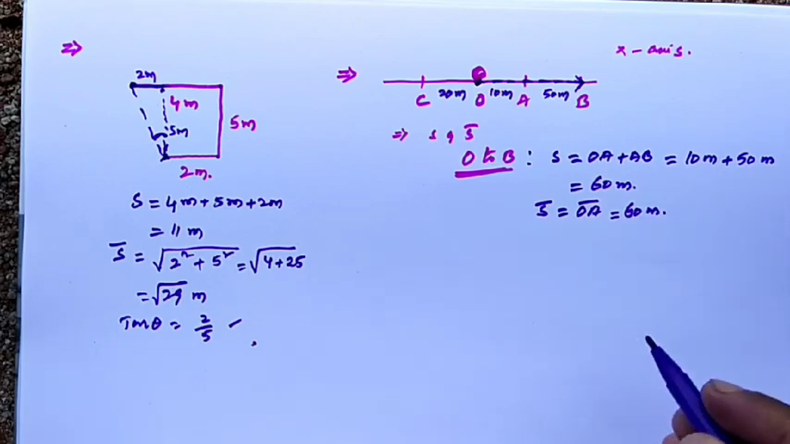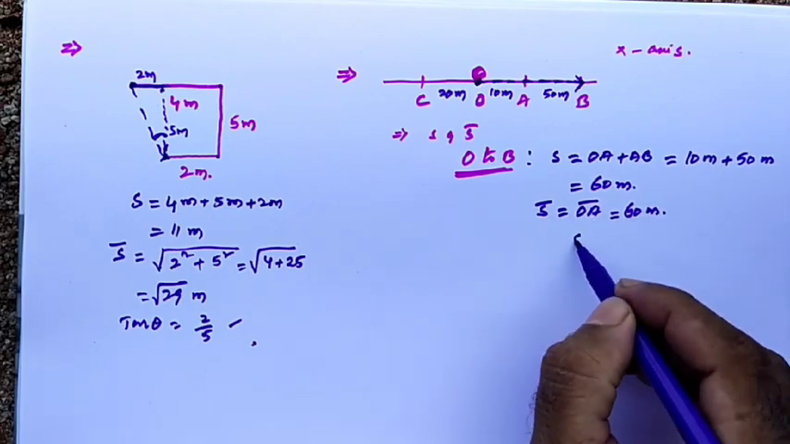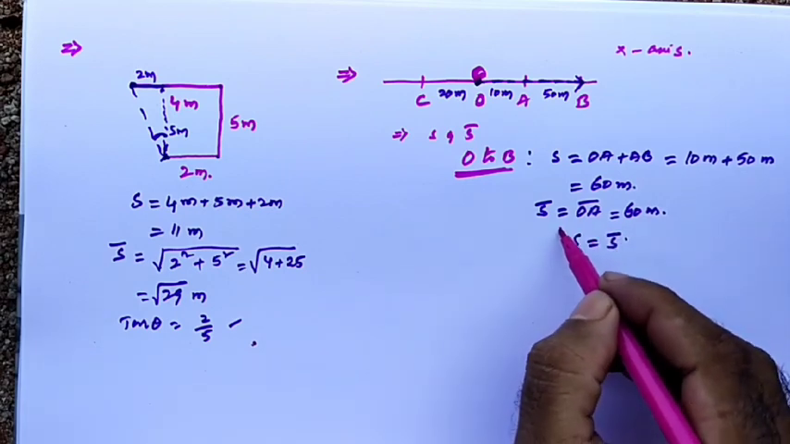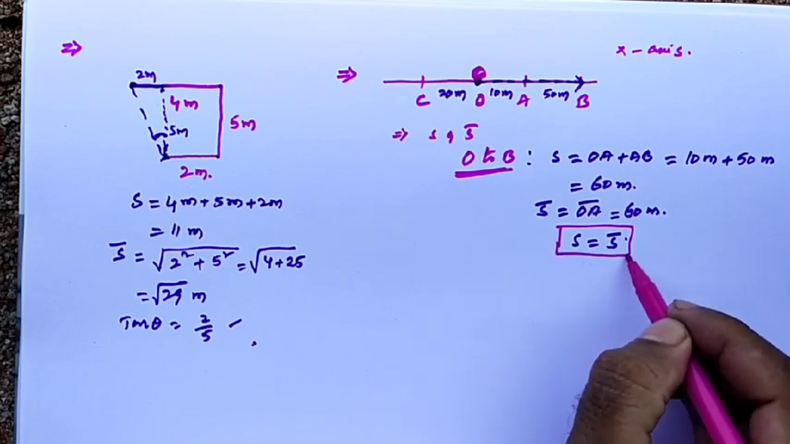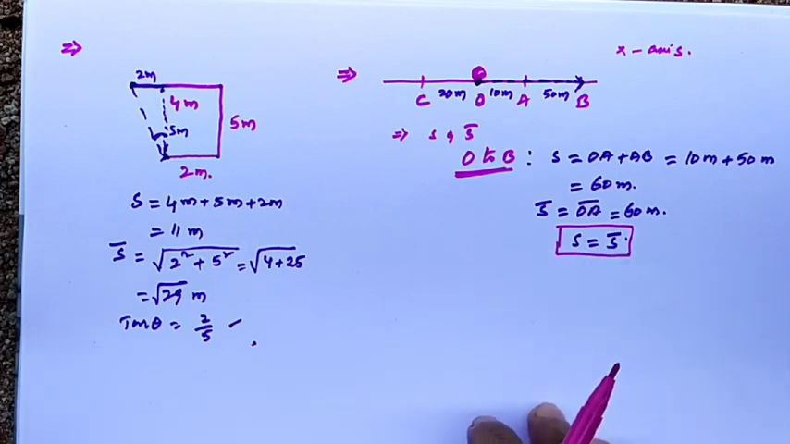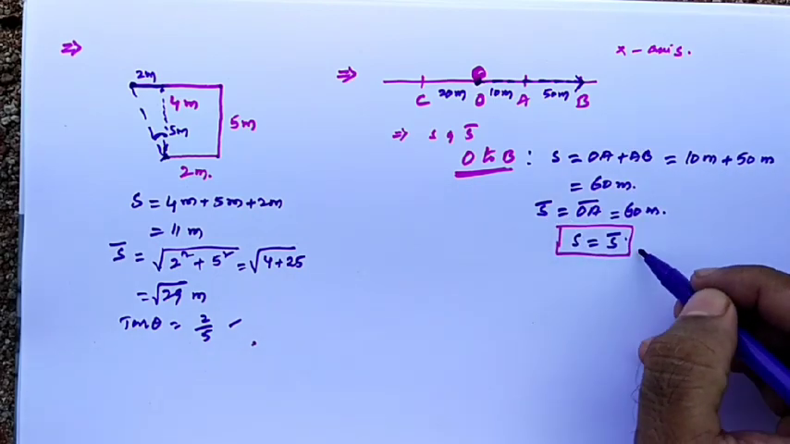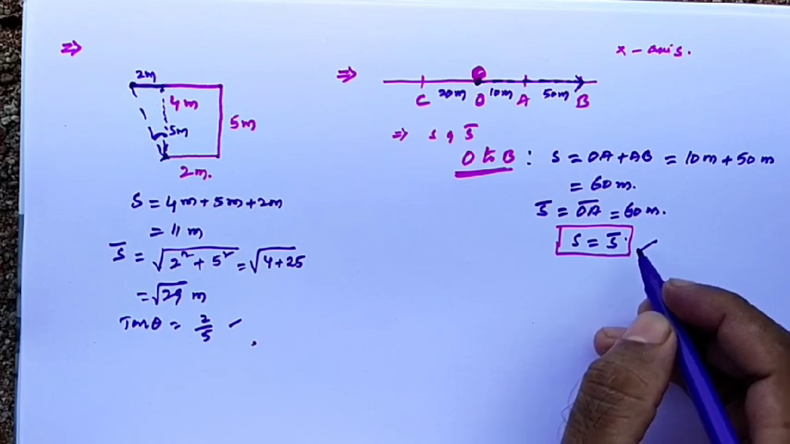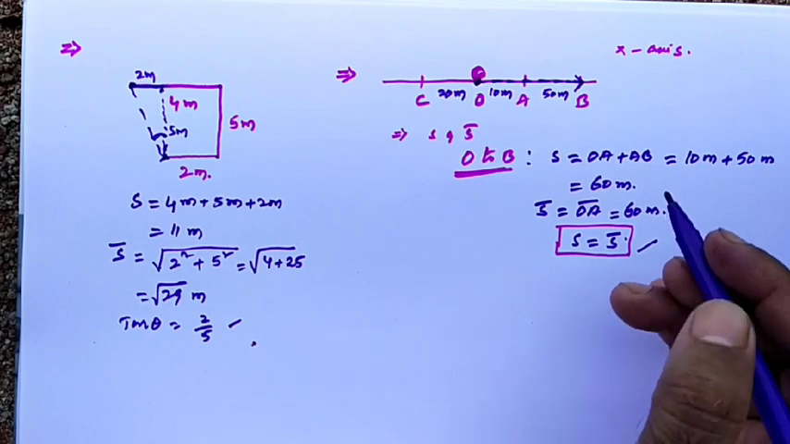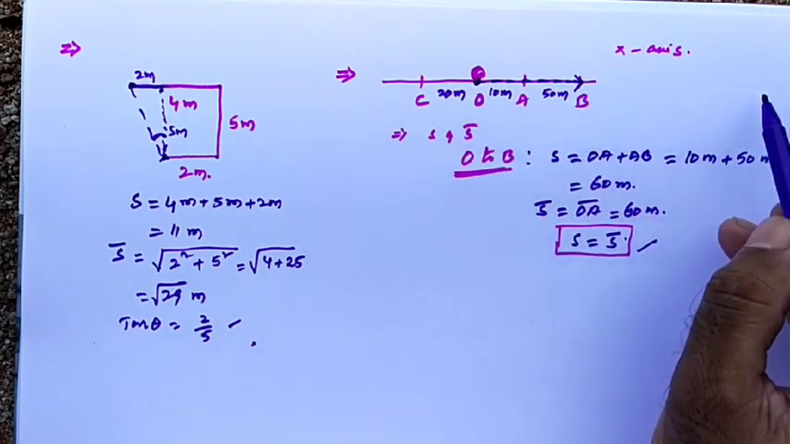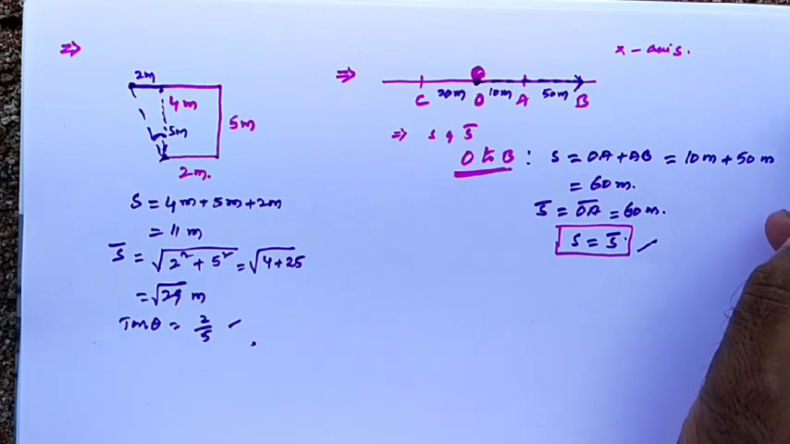Understood? Observe carefully here. In this case, distance is equal to displacement. Is it possible in all the cases? No. When is it possible? When the body moves in a straight line and never returns, distance and displacement are equal. Remember this point. So, when the body moves in a straight line and never returns, it should move in a straight line and stop at that position.